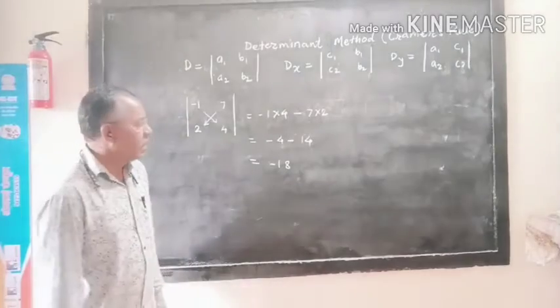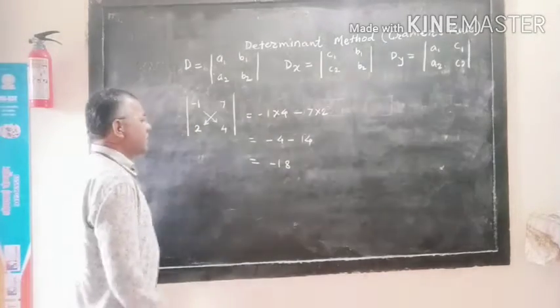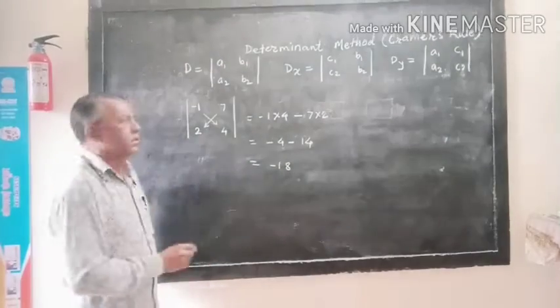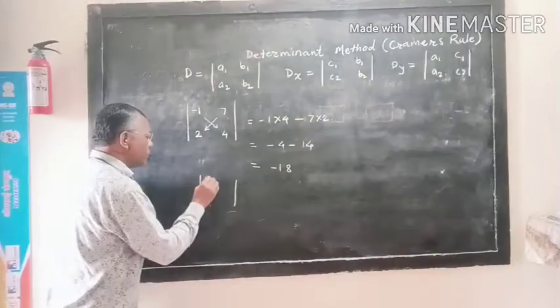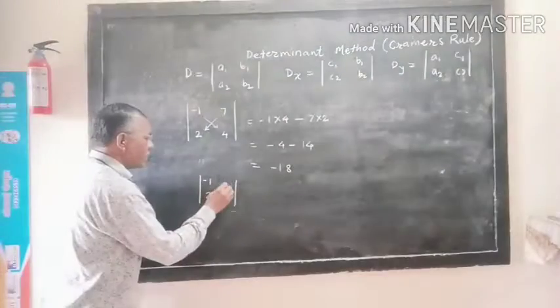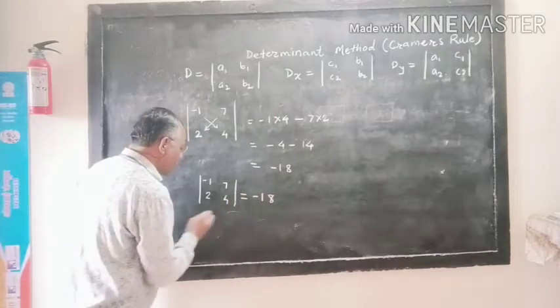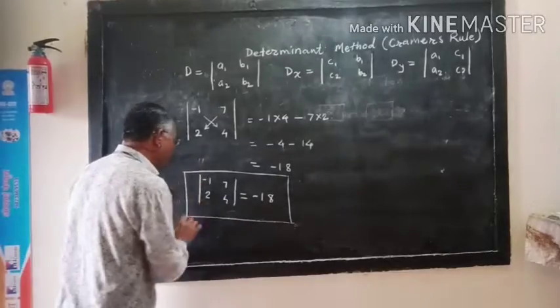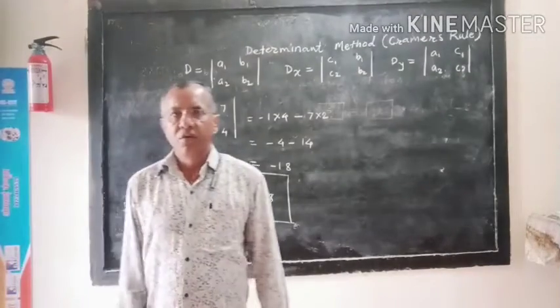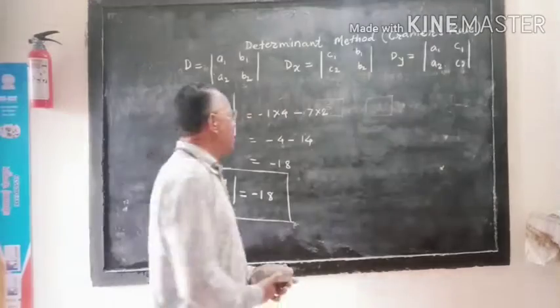So friend, it is the last answer, and at the last answer you have to write this determinant, that is minus 1 2 7 4 is equal to minus 8. It is the last answer. You have to make a box here, and we will continue the next example.